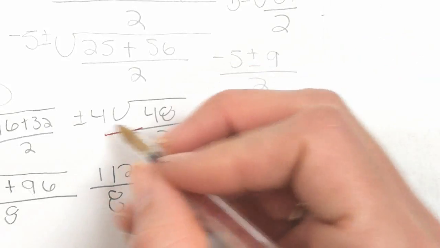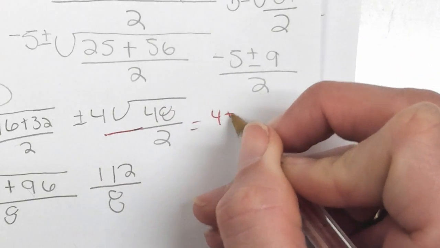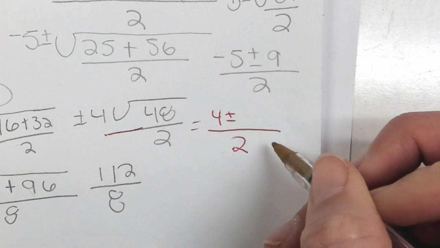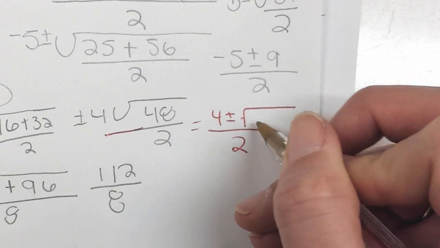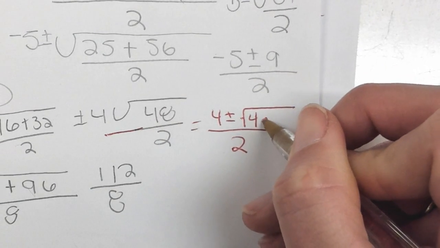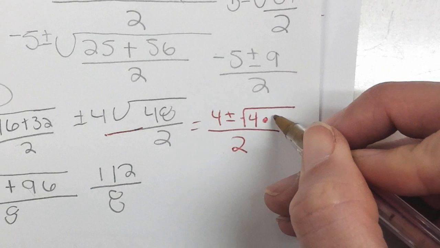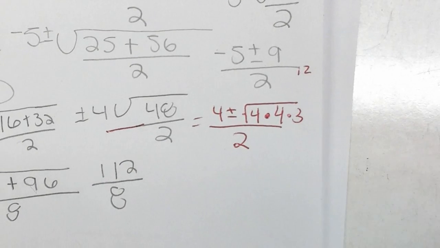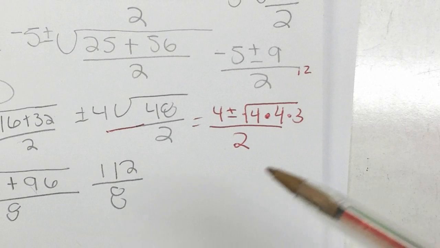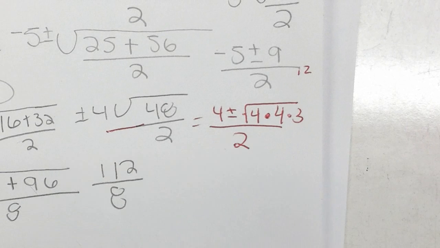So we're going to leave this 4 plus or minus alone. We're going to leave the 2 alone. We're going to break this 48 into what? 12 times 4. Alright, but 12 has perfect squares in it. Good. Any questions about that? Because 4 times 4 times 3 is 48. We're just breaking it up to simplify it.